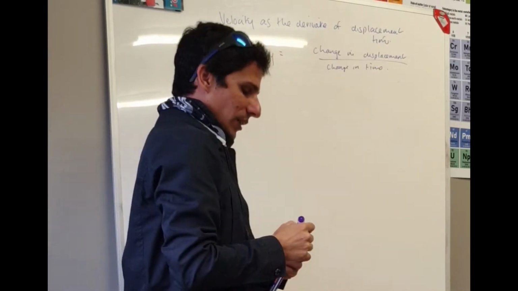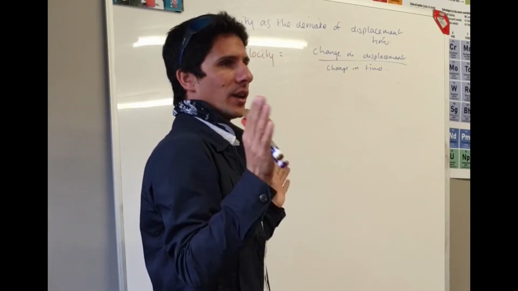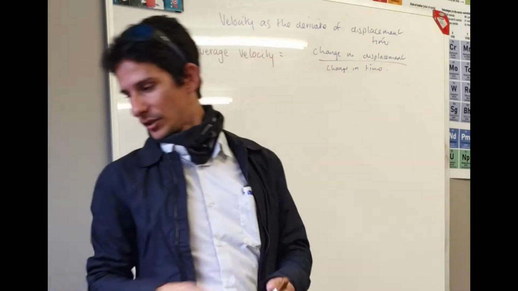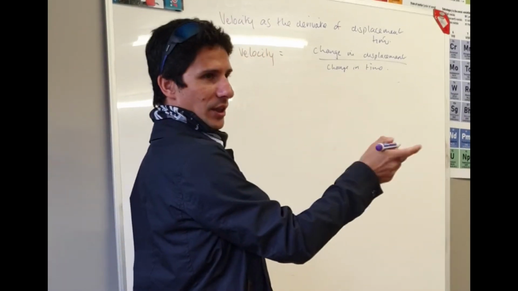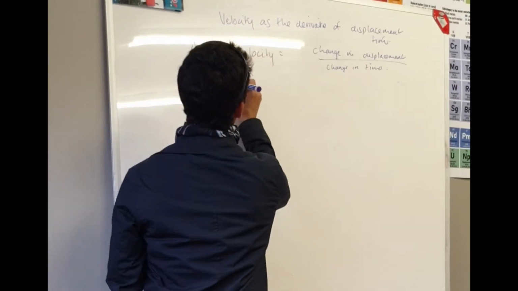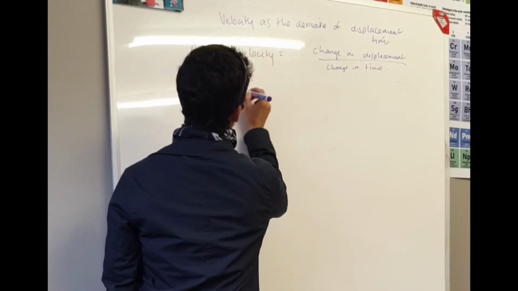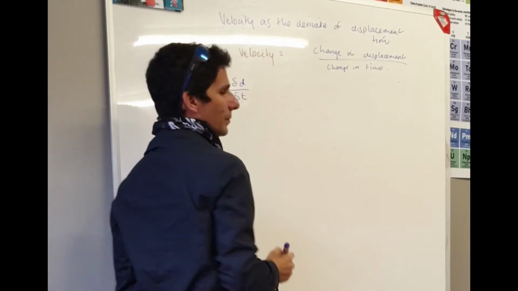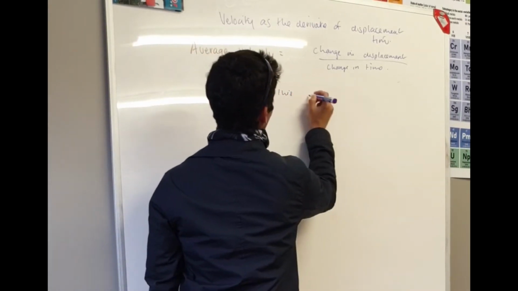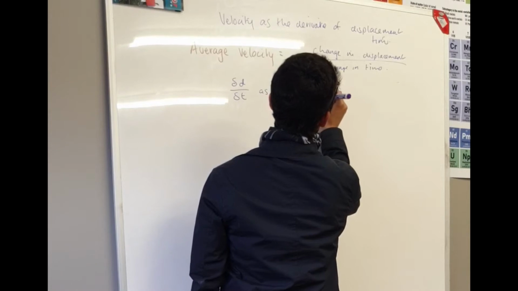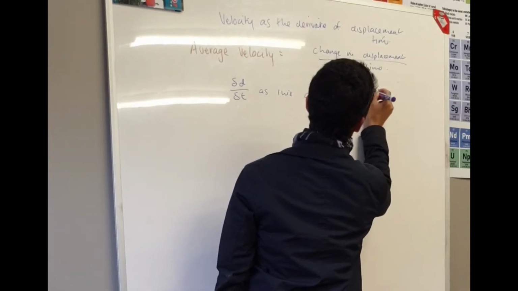Now we learned a very special technique where we said, well, if we can take two values that get closer and closer and closer together. They use these Greek symbols, where we use delta for change in displacement over change in time, as this approaches its limit.